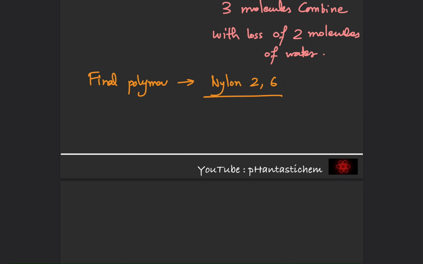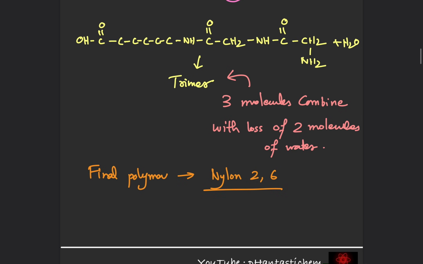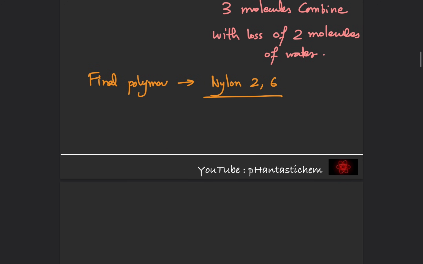Okay, and in the tetramer, the 4 molecules are going to combine. So for example, let's say trimer combined with one more molecule, so we'll get the tetramer. So there 4 molecules are going to combine with loss of 3 molecules, right? So in general, I can write n molecules combine with loss of n minus 1 molecules of water.